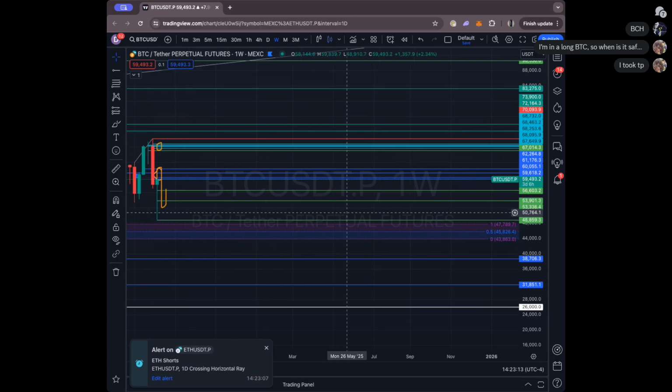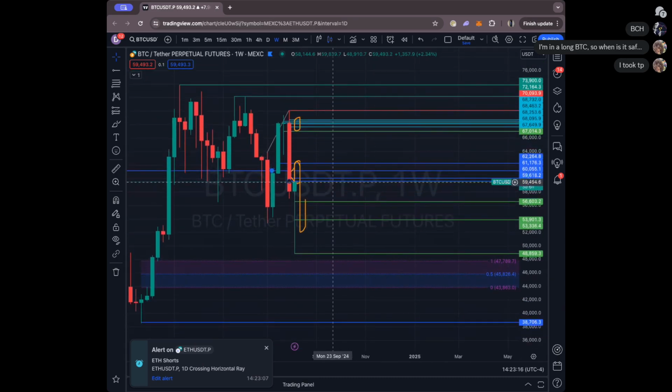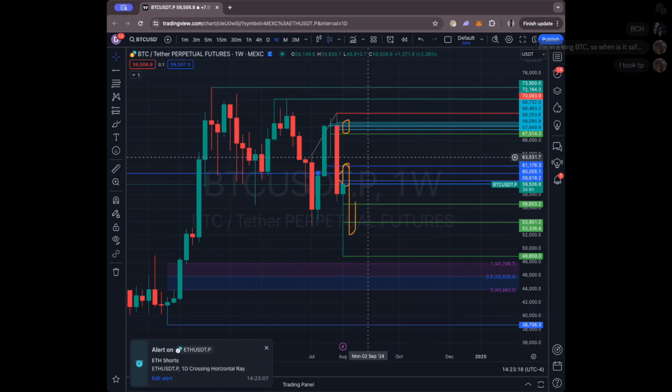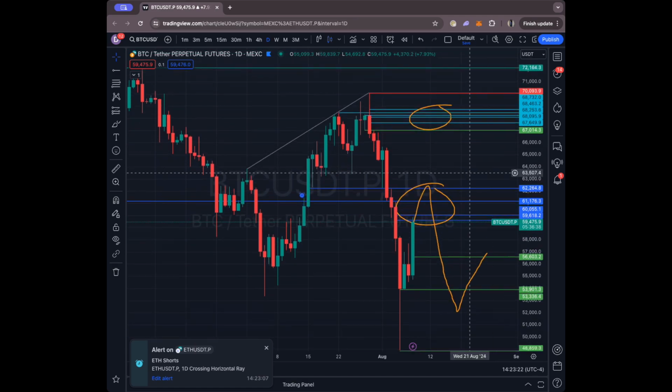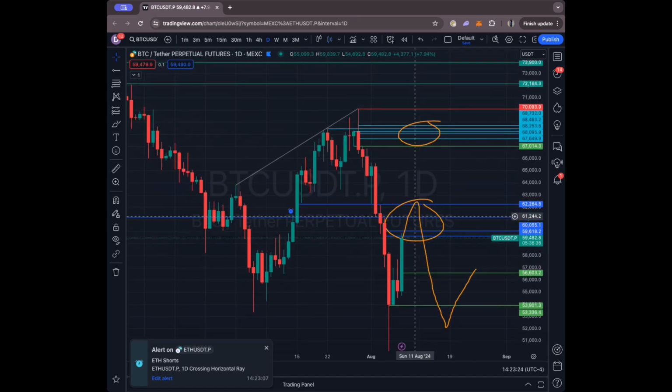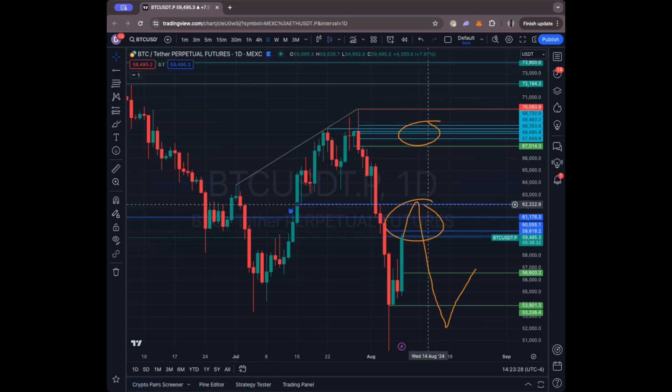So for Bitcoin, as long as you took TP and your SLs are at break even, I would say again, there's really just two spots. If we tap 61 to 63, roughly 62.2.